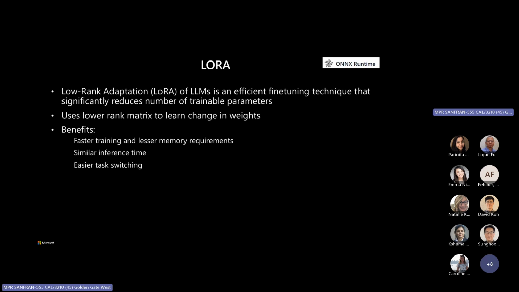The memory requirements are lesser because you are retraining only a portion of your model. It has similar inference time because the model is not changing. The size of the model is still the same. And it is easier to switch tasks, because with LoRA, you can fine-tune your model on different tasks and you need to just switch those different parts of the model for different tasks. And it will help you in optimizing, reducing your memory requirements, the model parameters and everything.